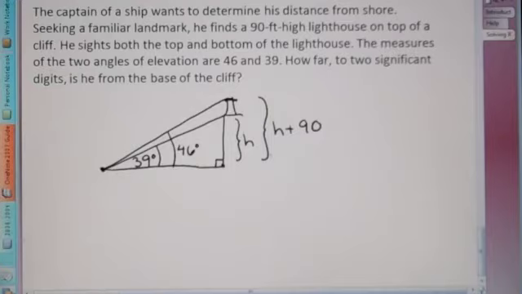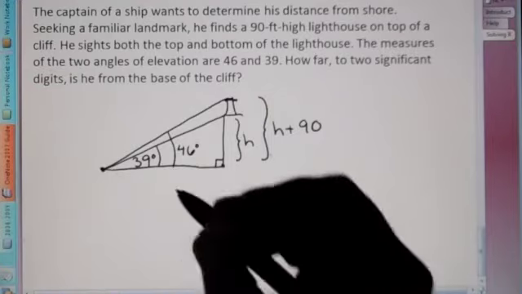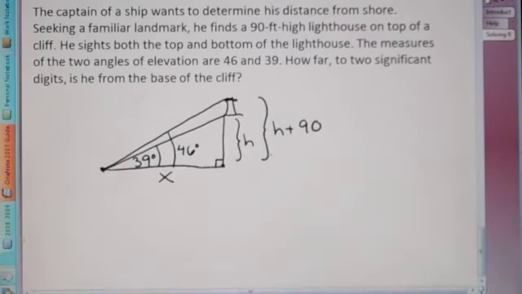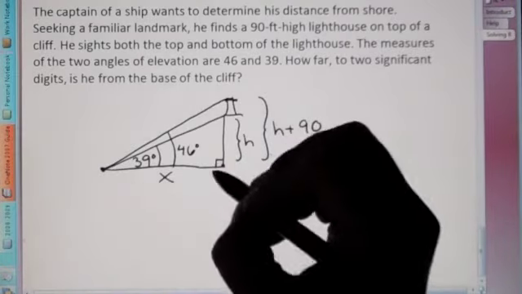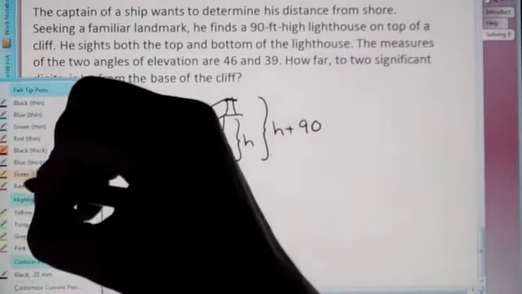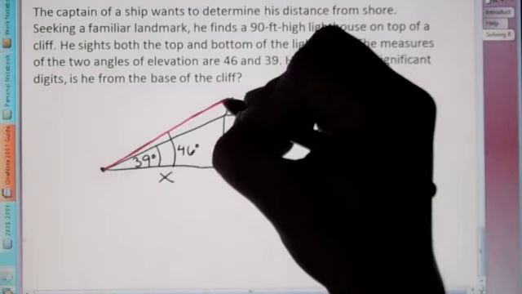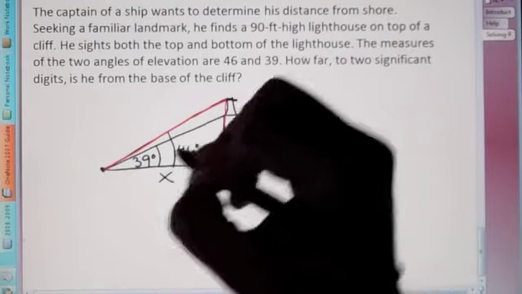So what are we looking for? It says how far to 2 significant digits is he from the base of the cliff. So let's call that x. How far is he from the base of the cliff? Well, we have 2 right triangles here. We have one right there. I'll draw the other one in red. Okay, the other one looks like this. And it goes down. Okay.